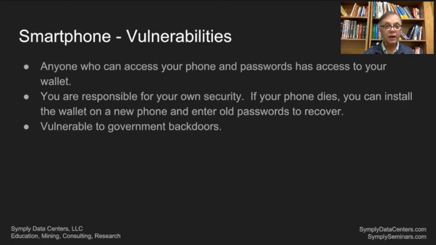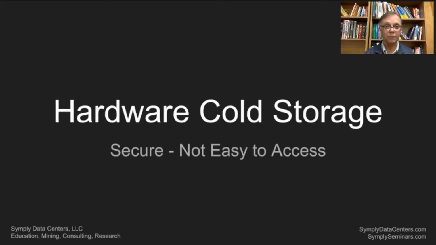The vulnerabilities are anyone who can access your smartphone has access to your wallet. Again, you're responsible for your own security. If the phone dies, you can recover your crypto, but you have to take the steps to recover it. And now that we have seen in the news some of the FBI recovery efforts, smartphones are now vulnerable to what we're calling government backdoors, ways that outsiders can get into private information on your smartphone.